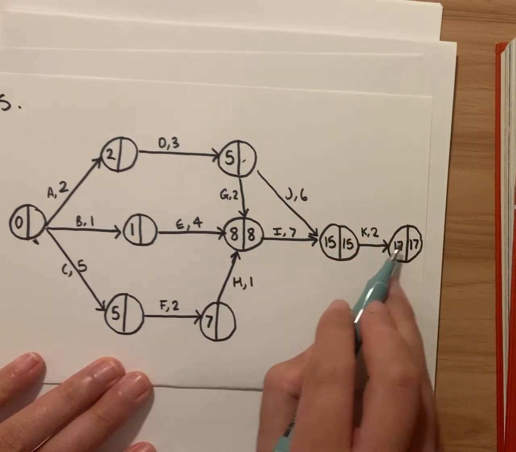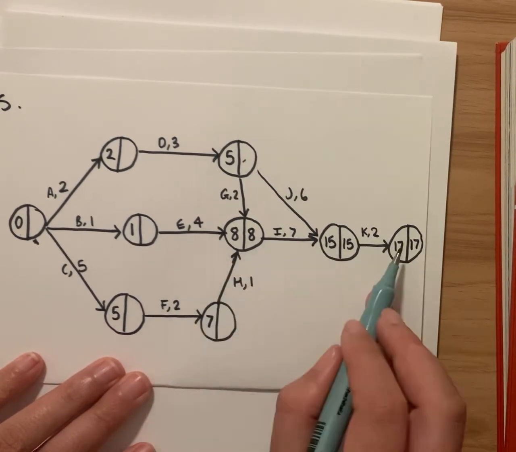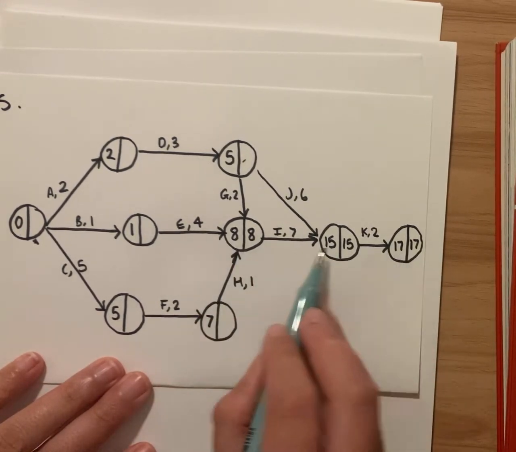So you can see that this is the critical path so far, because these are the same, these are the same, these are the same. So the critical path is going to come along here.